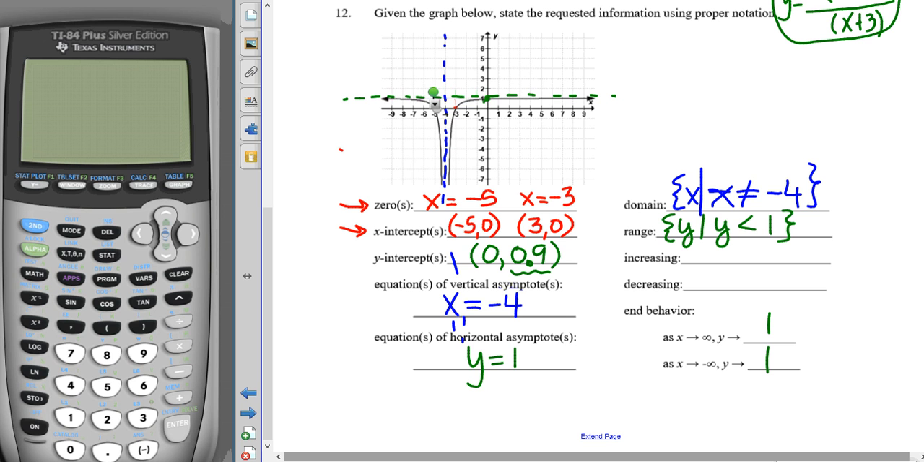Increasing and decreasing. The first piece for this function is falling, so that's a decreasing piece. It starts at negative infinity on the left, and it goes until I hit this vertical asymptote, which was at negative 4. Now my second piece of my graph on this one, if I draw from left to right, is increasing. So for that one, my graph starts at negative 4, and it keeps going to infinity.